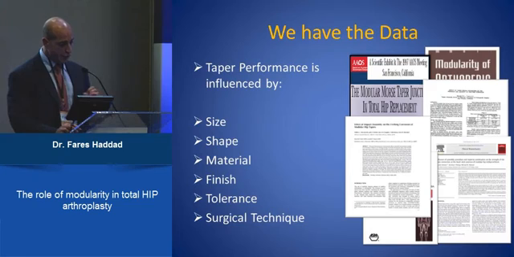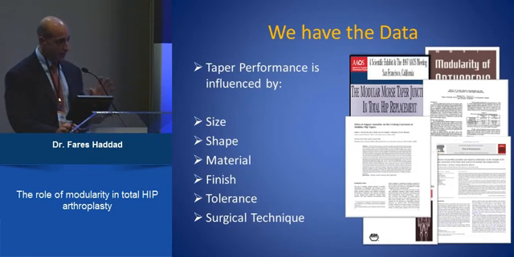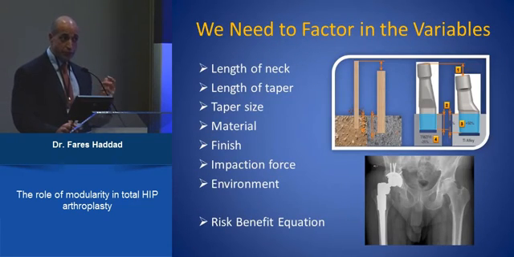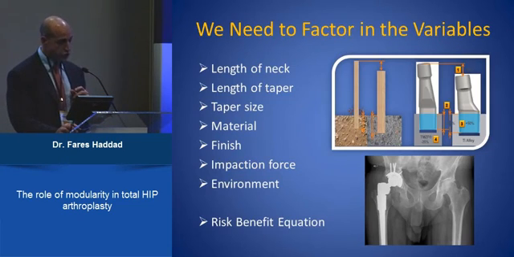The reality for you now is that we have the data to know what is a good and what is a bad taper, and we just need to unravel that and get those factors into play and work out the risk-benefit equation. Because it may be different in a primary, where modularity is not so critical, than in a revision, where modularity may be more important to you.